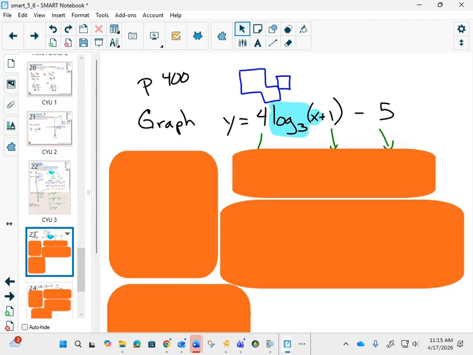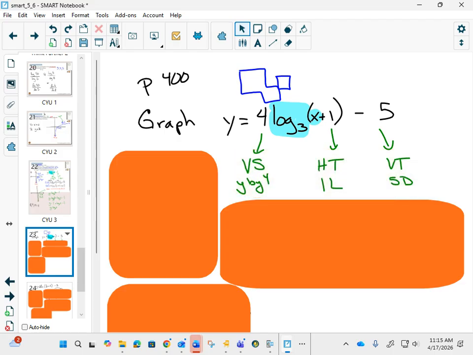What does the 4 do? Outside the function, vertical. What does the 1 do? Inside the function, horizontal. What does the 5 do? Outside the function, vertical. A 4 outside multiplying, that's going to be a vertical stretch. You're going to multiply y by 4. The 1 inside, horizontal translation. Our x's are always liars. You're going to go 1 to the left instead of 1 to the right. And the minus 5 is outside, so that's vertical, and it's going to be 5 down.